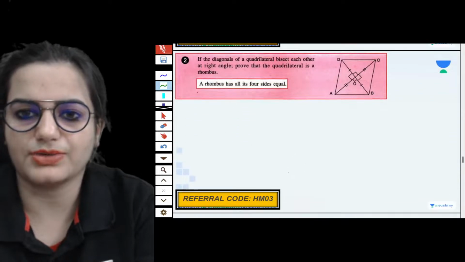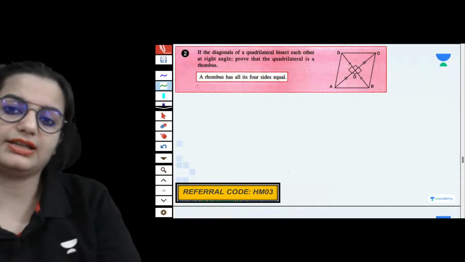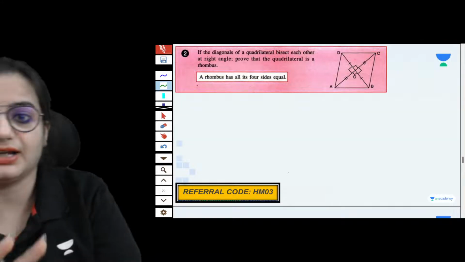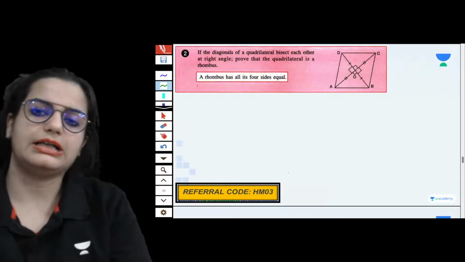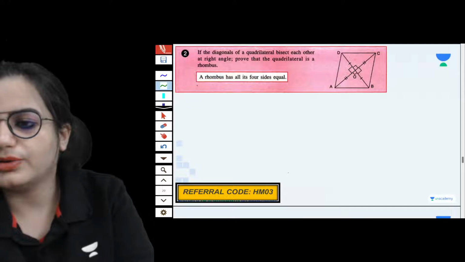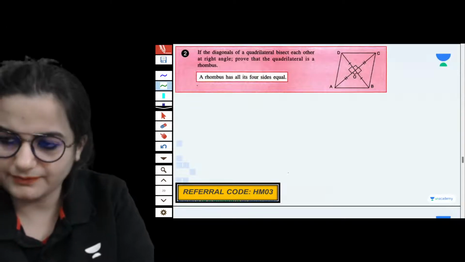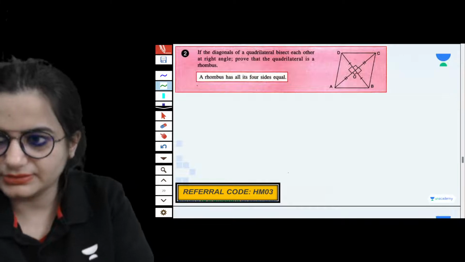Okay, now just read this question. If diagonals of a quadrilateral bisect each other at right angle, what we need to prove? That the quadrilateral is a rhombus. So what is the meaning of this part, beta? Wait, let me open the live chat.